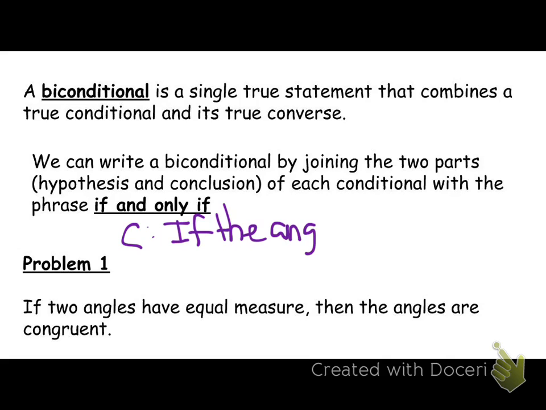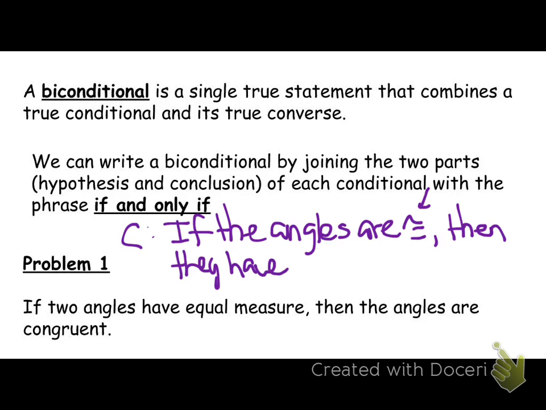If the angles are congruent. Does everybody know what this symbol means? Congruent. Then they have equal measure. Morgan, is that true or false? That's true. So since the converse is true and the conditional is true, we can combine them together as an if and only if, our hypothesis and our conclusion.